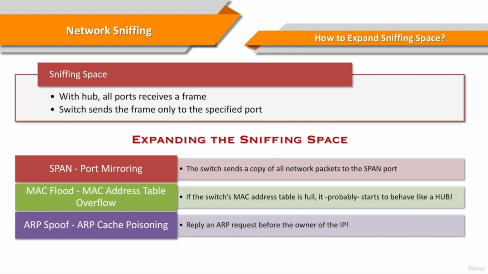Address Resolution Protocol, ARP, is a network layer protocol used for mapping a network address, such as an IPv4 address, to a physical address, such as a MAC address. A system asks for the owner of an IP address by sending an ARP request, and the owner of the IP address answers with an ARP reply. What if the attacker replies first, before the owner of the IP?